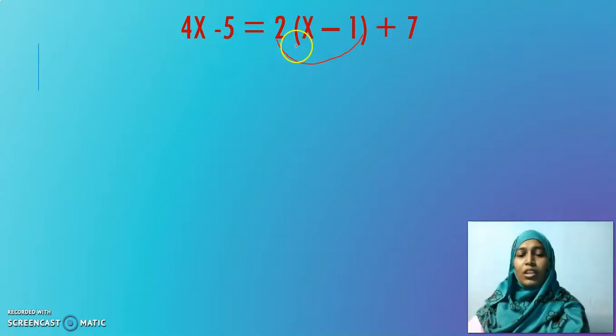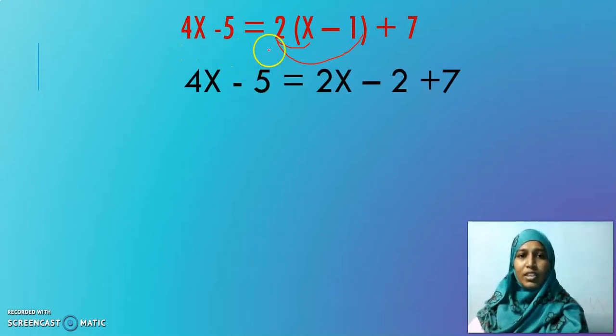To start with, I have to remove this bracket. To remove it, I have to multiply 2 with both this x as well as 1. So we get 4x minus 5 is equal to 2x minus 2. Here students will make an error. They will write 1 here without multiplying with this 2. So be careful. The remaining plus 7 I have written as it is.